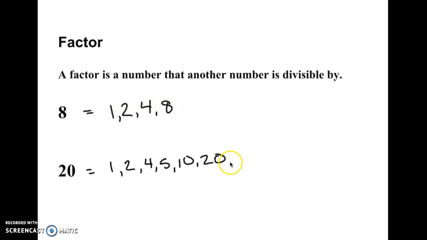What we're going to be looking at in this chapter on factoring is what is my greatest common factor. So what is the largest number that both 8 and 20 have as a factor? And looking at the list, the largest number that they have in common is this 4. So we're going to be talking about greatest common factor, or GCF. And we're going to be talking about pulling out or factoring out the greatest common factor.